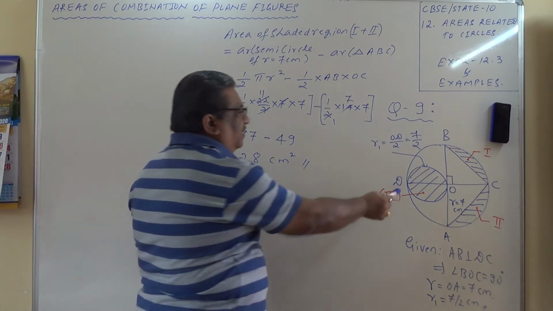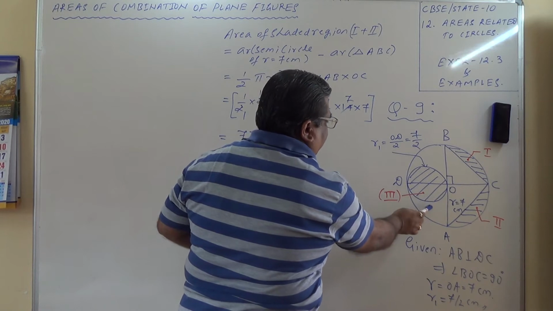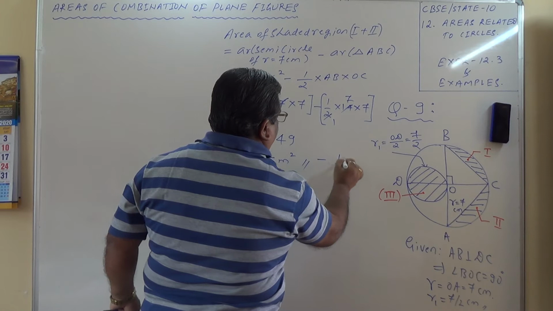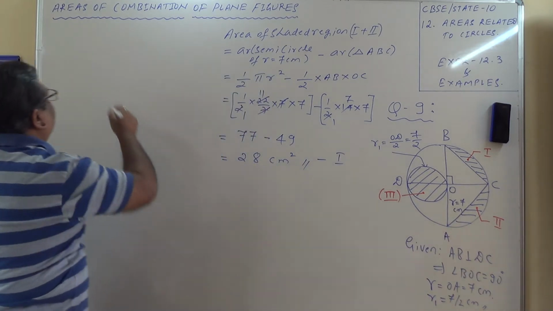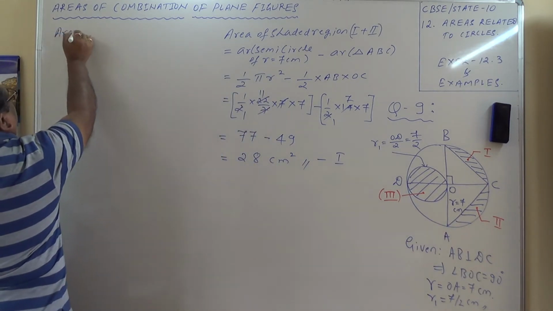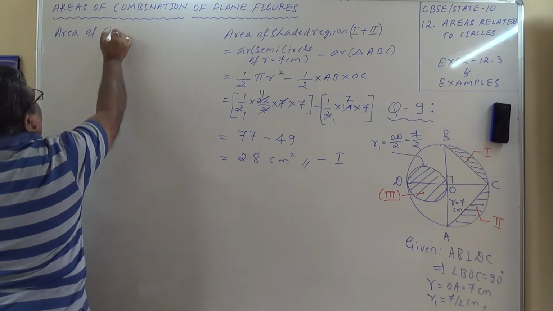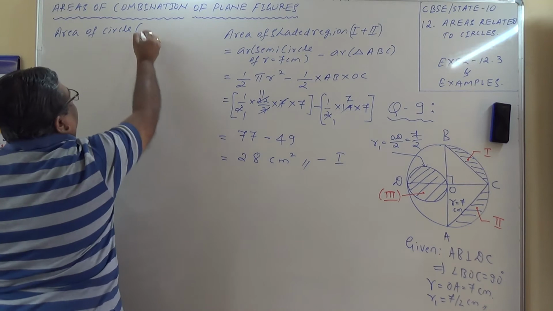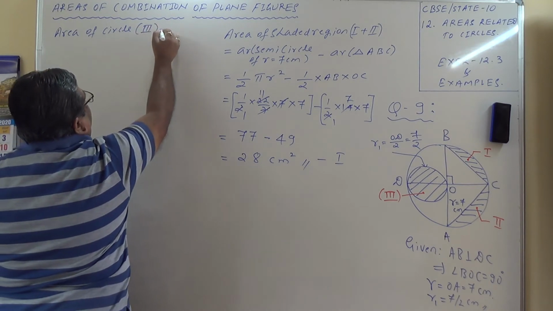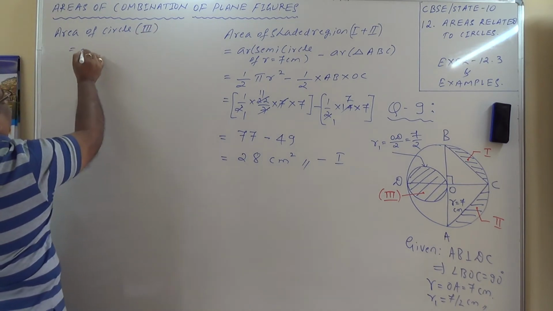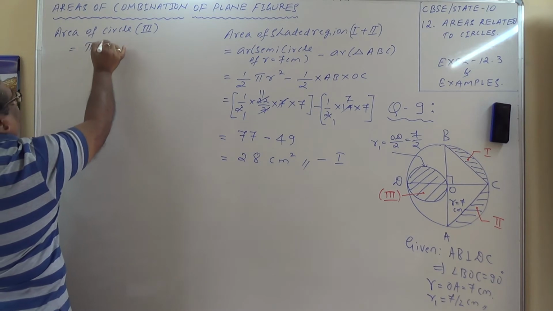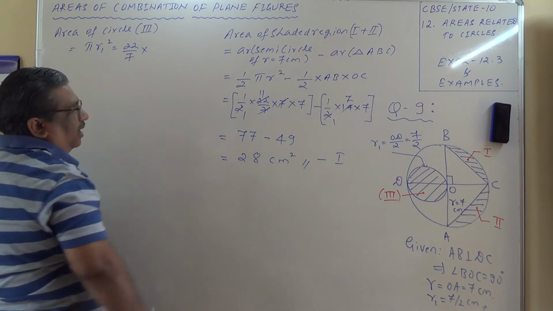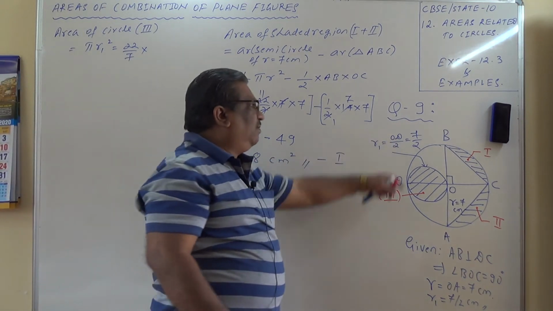Now we have to calculate the area of the shaded region, this one, the circle. Mark this as 1 here. Now we will calculate the area of the circle, that is region 3, which is equal to pi r1 square, which is 22 by 7 into r1 squared. How much is R1? R1 is 7 by 2.